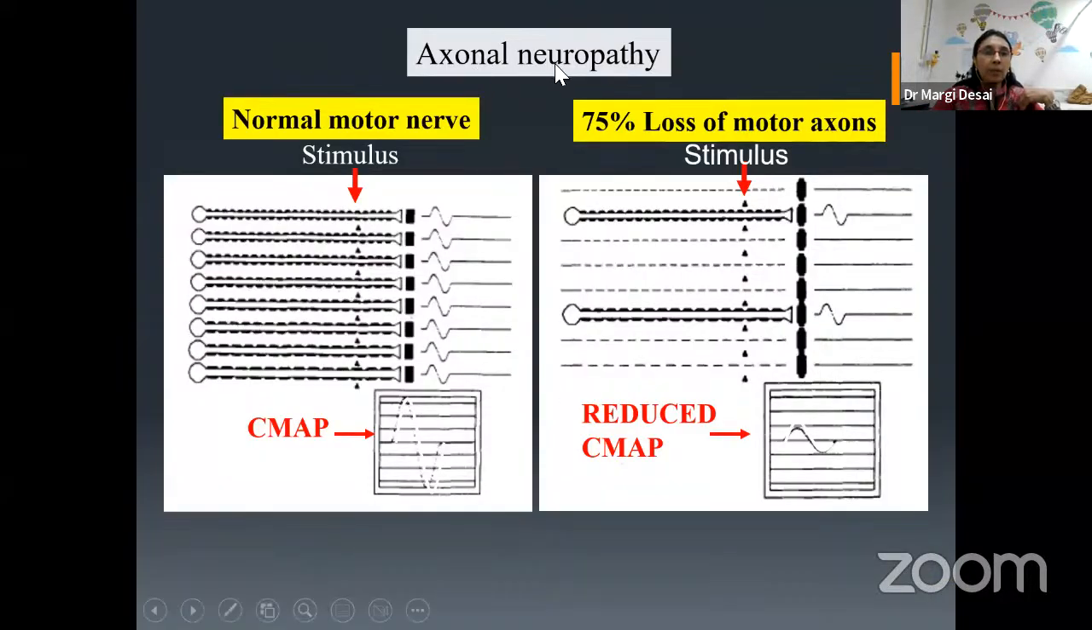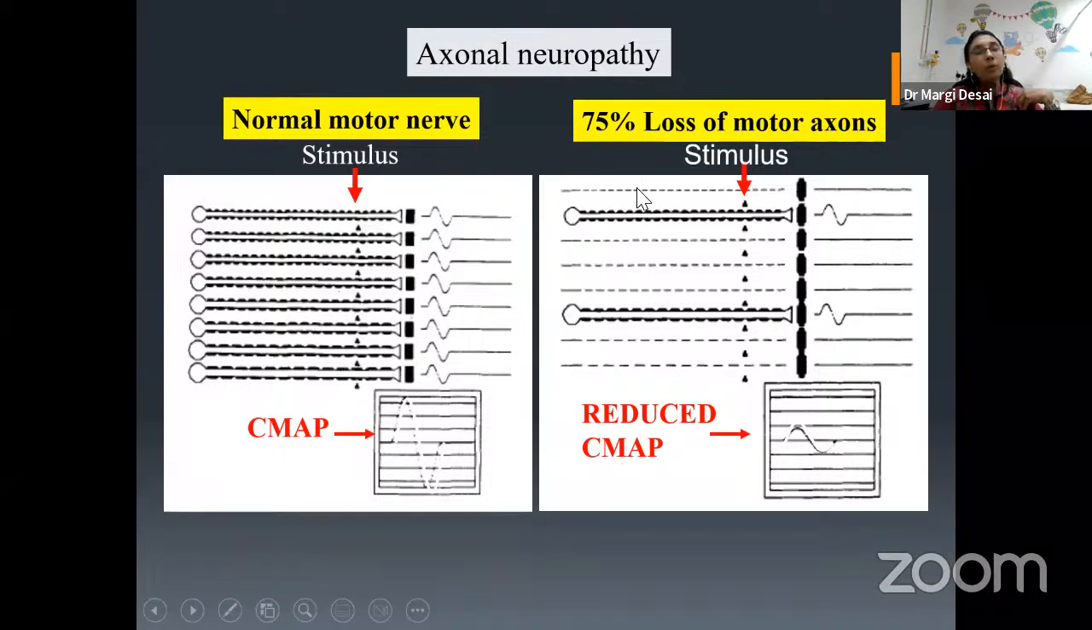So this is the pathophysiology in an axonal neuropathy. Now this is a normal motor nerve. Each one is an axon. So 1, 2, 3, 4, 5, 6, 7, 8. There are 8 motor axons here. We stimulate the nerve. We get a summated action potential. And this is called the CMAP, the compound muscle action potential.